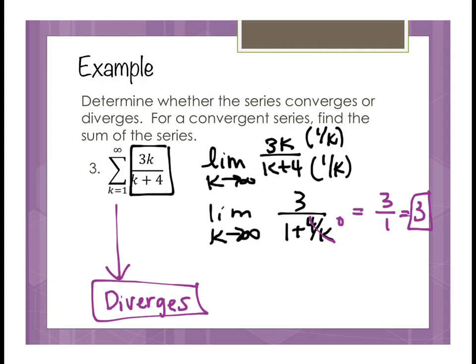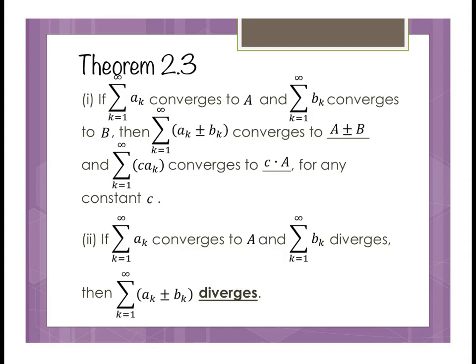Okay. One more theorem before I show you that the opposite of this theorem doesn't work. Theorem 2.3 says the following. If we have a series that converges to A, and another series that converges to B, and we talk about adding or subtracting the individual terms of the series, a sub k plus or minus b sub k, then they converge to that capital A plus or minus that capital B, the limit of each of the individual sequences. And it works for scalar multiplication as well. So if we had c times a sub k, it would just be c times the limit of what's going on with k, or the summation of what's going on with the a sub k's.